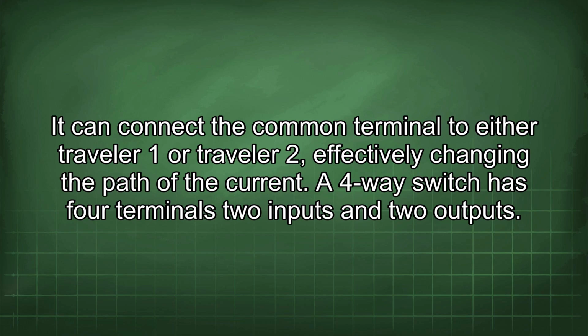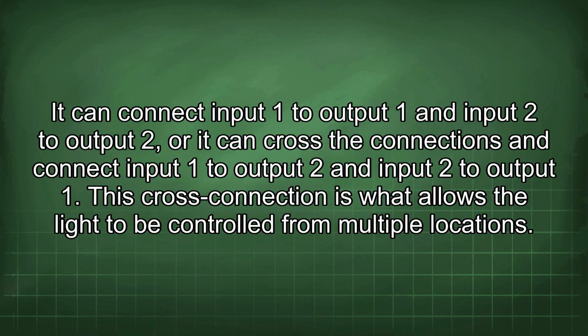A 4-way switch has 4 terminals, 2 inputs and 2 outputs. It can connect input 1 to output 1 and input 2 to output 2, or it can cross the connections and connect input 1 to output 2 and input 2 to output 1. This cross connection is what allows the light to be controlled from multiple locations.